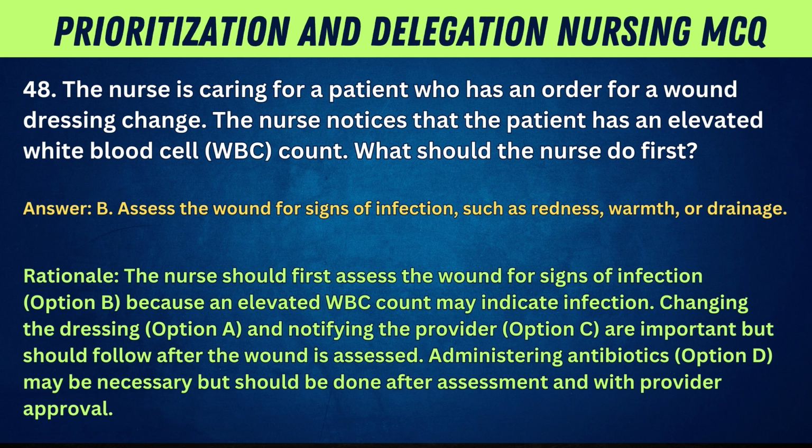Rationale: The nurse should first assess the wound for signs of infection, option B, because an elevated WBC count may indicate infection. Changing the dressing, option A, and notifying the provider, option C, are important but should follow after the wound is assessed. Administering antibiotics, option D, may be necessary but should be done after assessment and with provider approval.